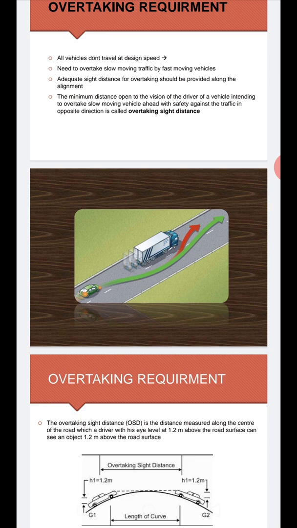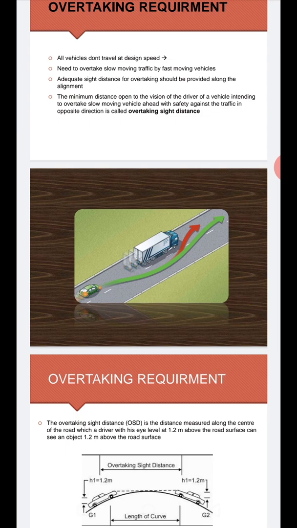If all vehicles are traveling along a road at a design speed, then theoretically there is no need for any overtaking. But as vehicles are not moving at design speed, we come across slow moving and fast moving vehicles. In mixed traffic conditions there are definitely slow and fast vehicles, and drivers are free to travel at lower speeds, so there is a need for overtaking of slow moving vehicles.